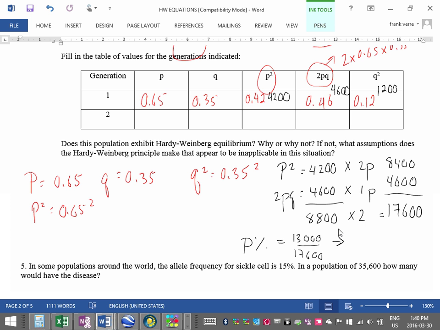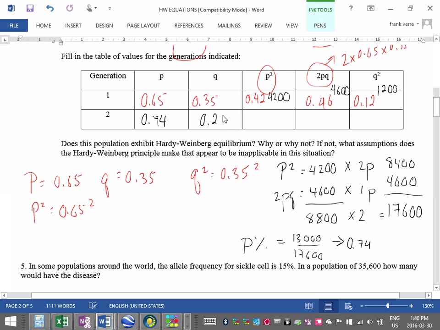What is it? Okay, 0.74. So this is 0.74. Now, do you expect it to go up? Yeah, because a lot of the Q alleles can't get to the next generation. So if a lot of the Q alleles can't get to the next generation, it increases the odds of the P allele. So if this is 0.74, this must be 0.26. And then we can go ahead and figure out the other stuff.